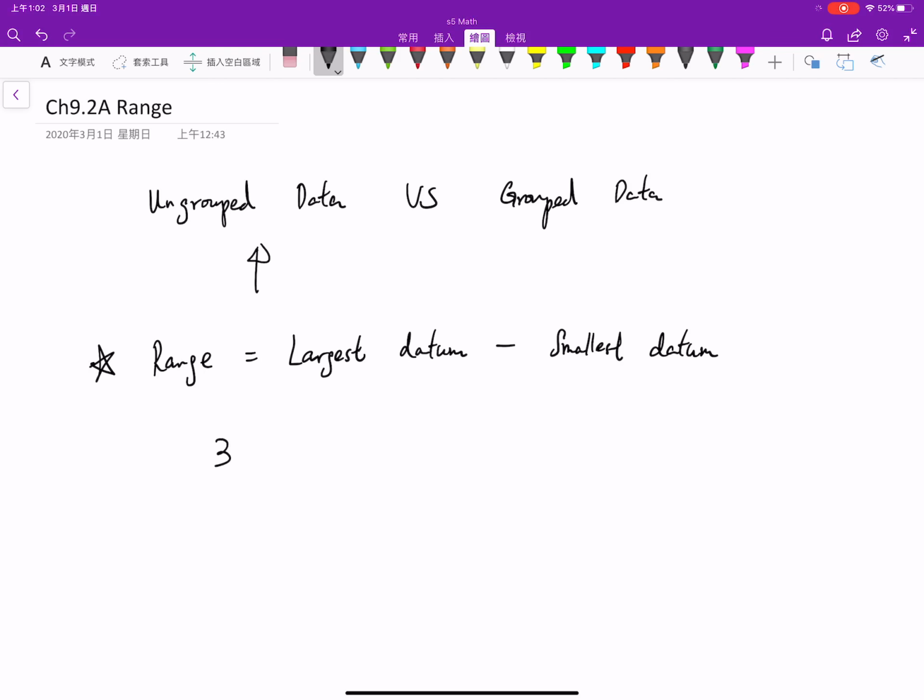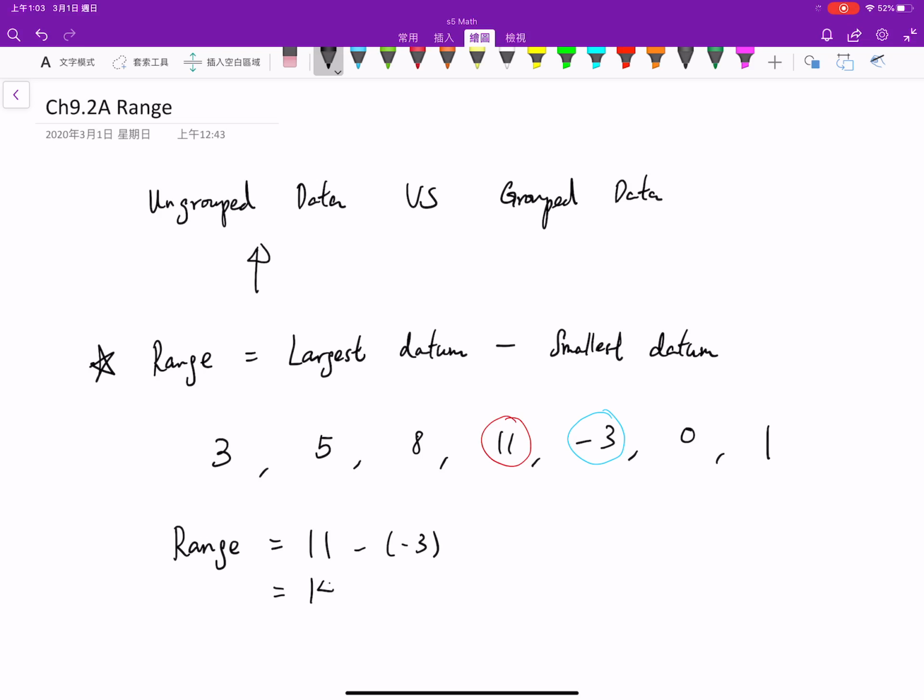I'll just give you an example. For example, if we get these 7 numbers, then first of all, which is the largest? It's 11, right? Then which is the smallest? It's -3, right? And you can just simply get the answer. Range is 11 minus -3, and then you get 14. In this situation.